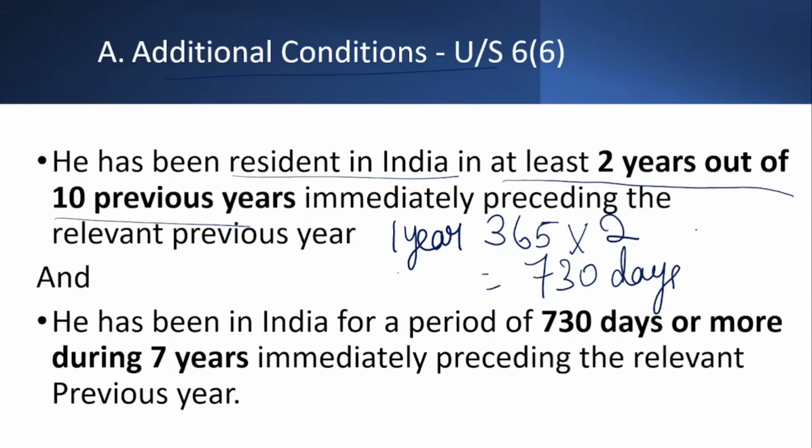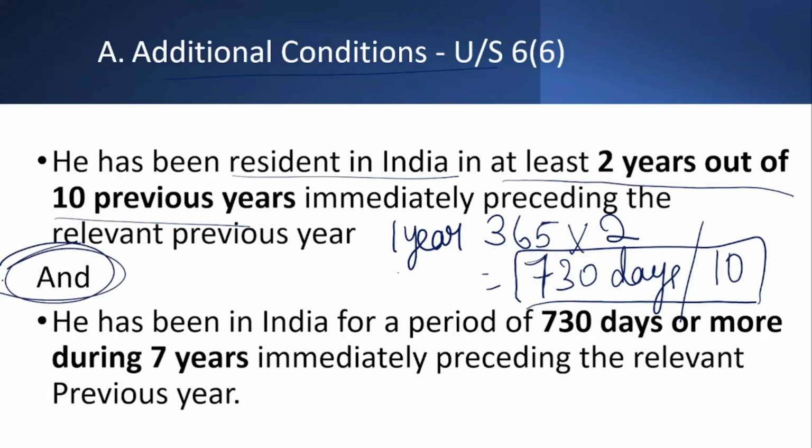So out of the 10 preceding previous years, the person should have stayed for 730 days, and that means both the conditions should be satisfied. He has been in India for a period of 730 days or more during 7 years. So I'll explain it to you. Now see here. Rule 1. Here only one rule is there, in which 2 parts are there. Part 1 of that and part 2.